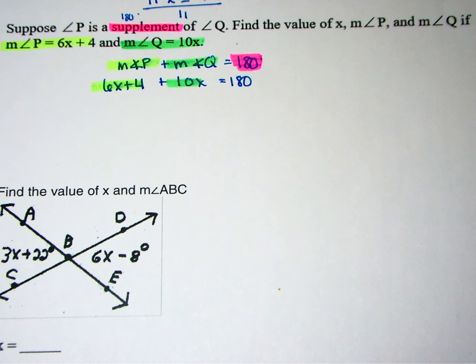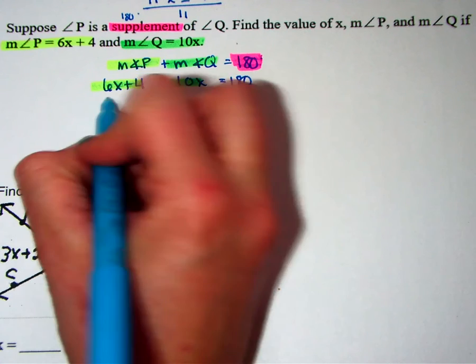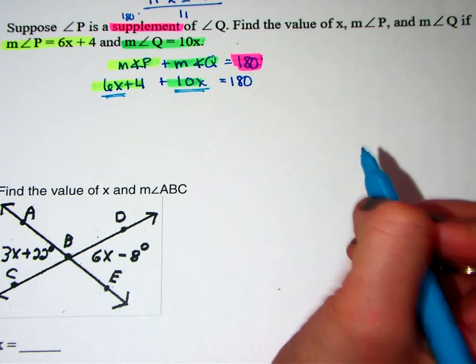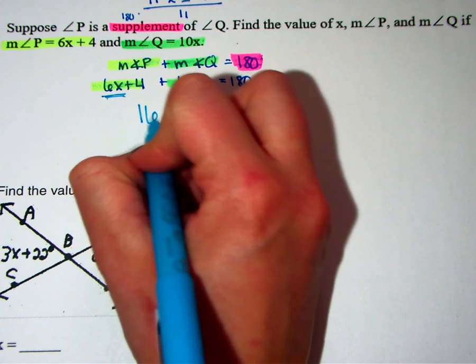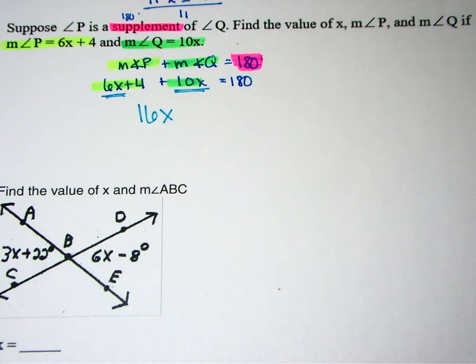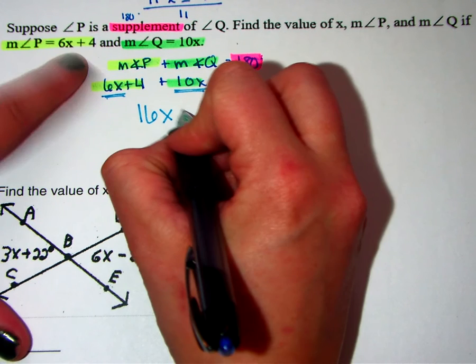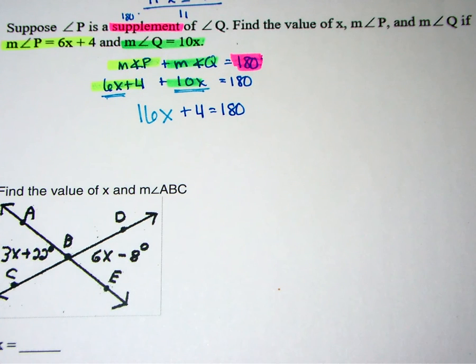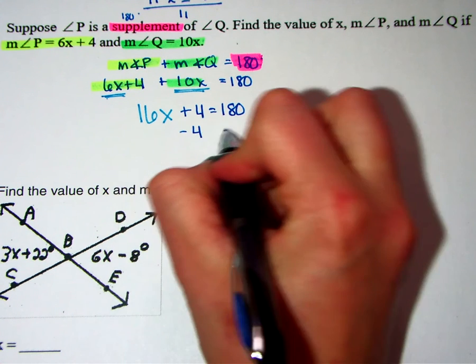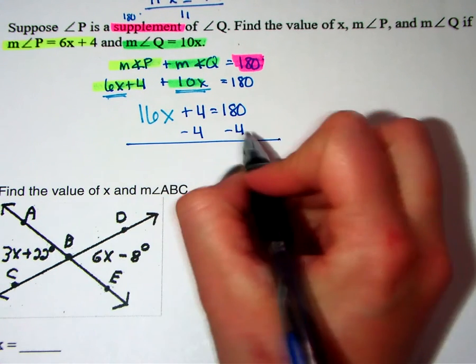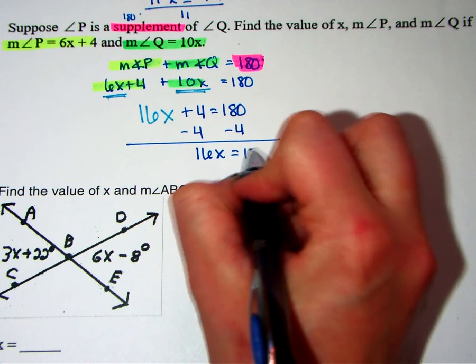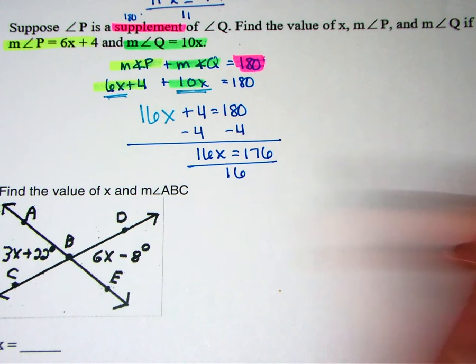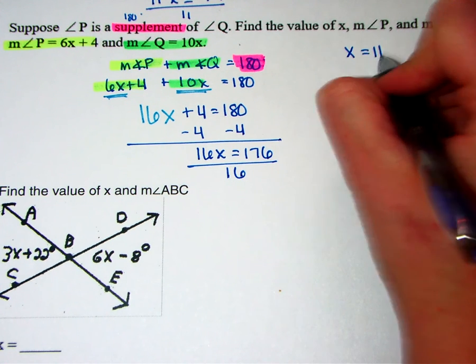Now we've got terms on the same side of the equal sign, so I have a 6x and a 10x. When I add that together, I'm going to end up with 16x. There's nothing for us to do with this plus 4, so I'm going to bring it down and still equal it to 180. Now from here, you want to subtract the 4 from both sides, getting 16x equals 176. Divide both sides by 16, and x will be 11.